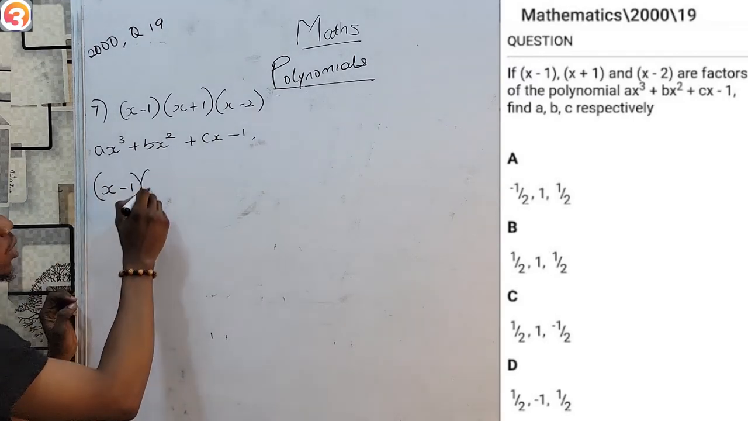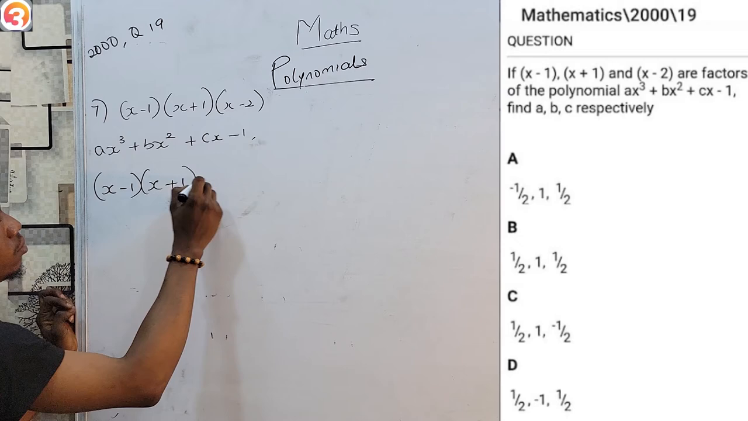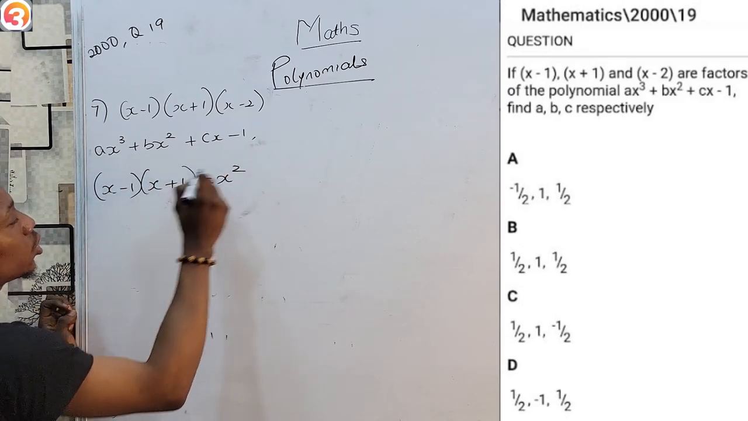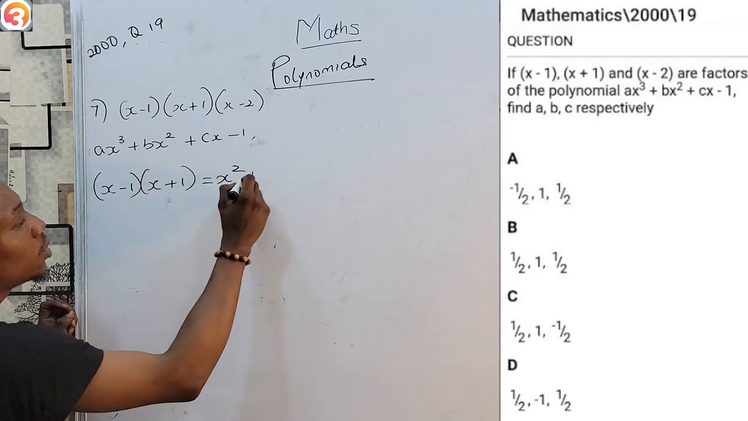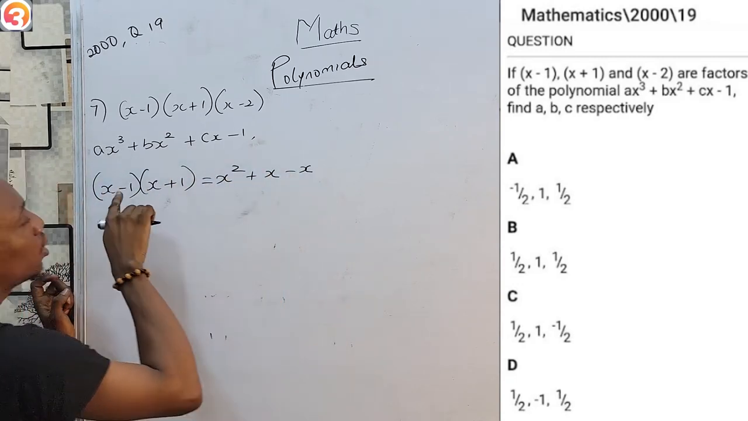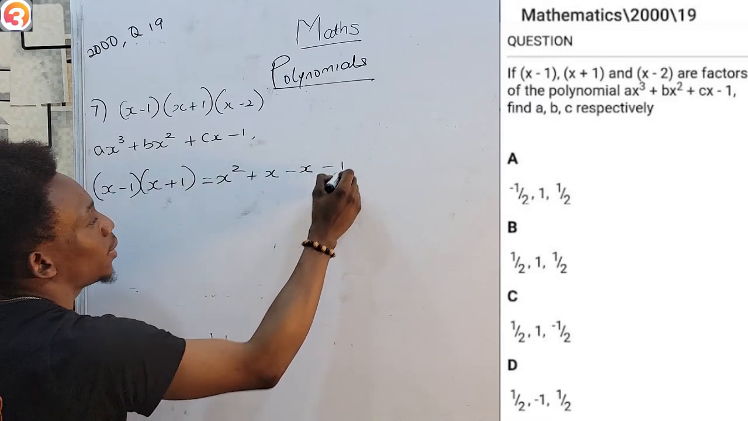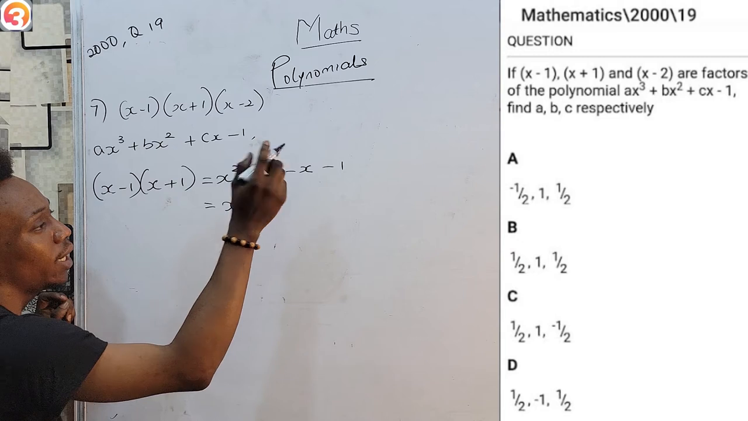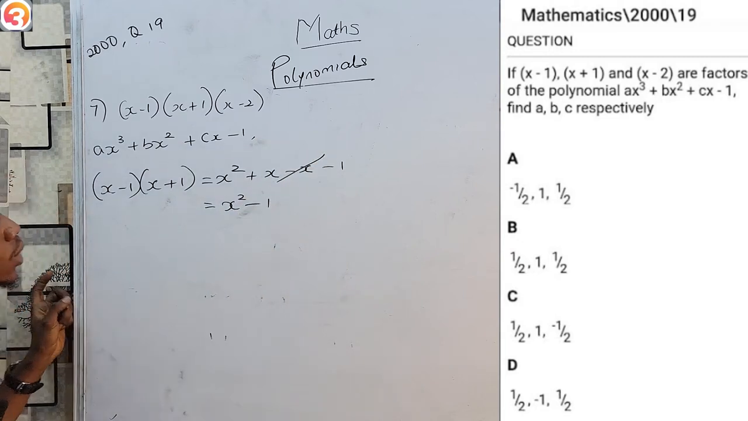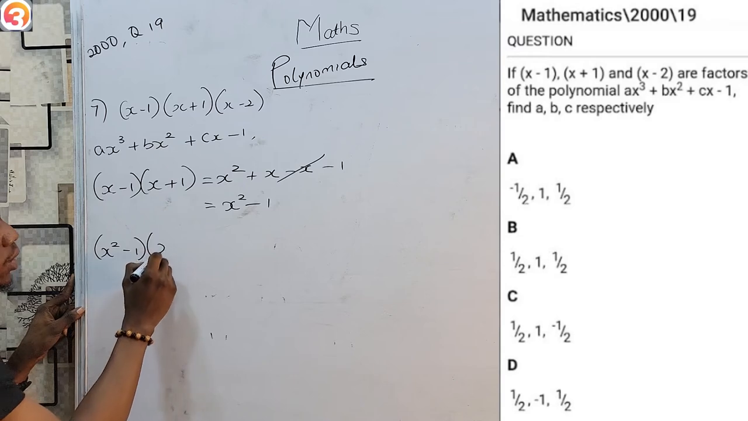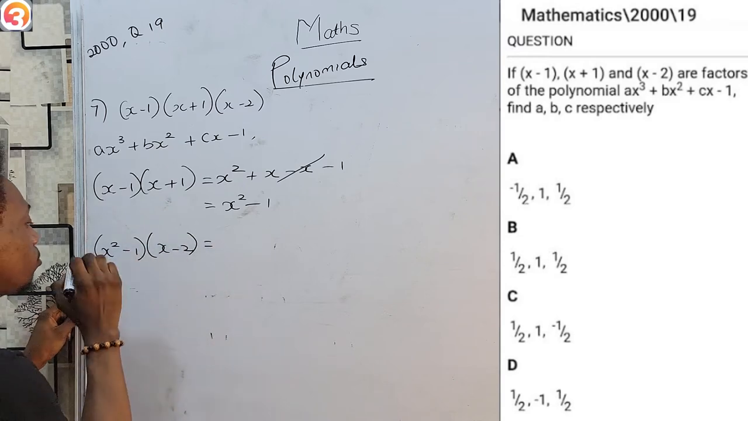X minus 1 times x plus 1. X times x, x squared. X times 1 is x. Minus 1 times x is minus x. Minus 1 times plus 1 is minus 1. That'll give me x squared. X minus x is 0, we have minus 1. So, x squared minus 1 times x minus 2.